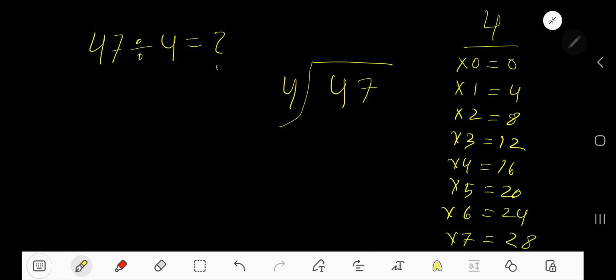This process will continue. 4 goes into this 4 how many times? 1 time. 1 times 4 gives you 4. Subtract, 0. Bring down the next digit, 7.